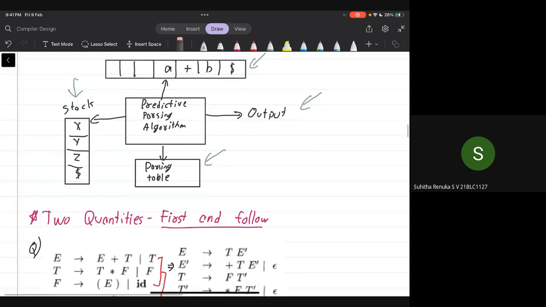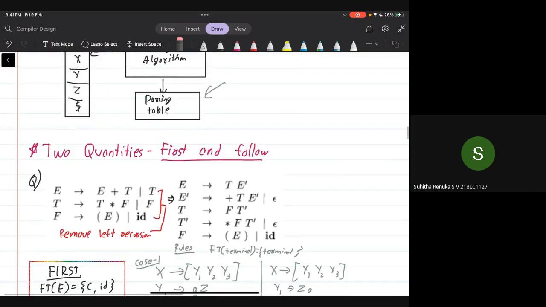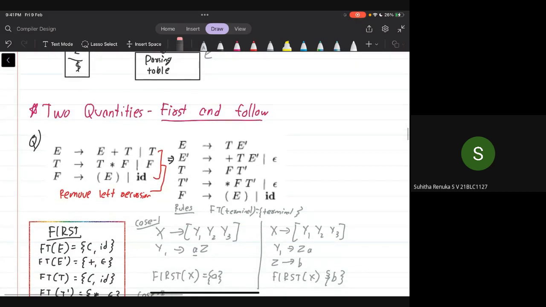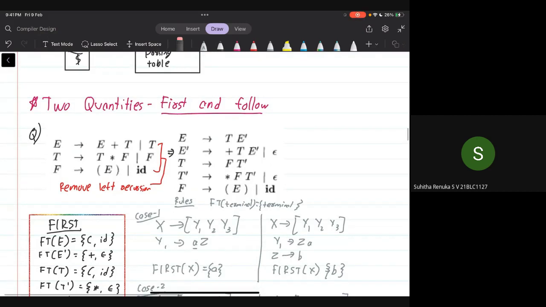And to do the predictive parsing, first thing you need to do is find first and follow for a given grammar. So here, this grammar is given. For top down parsing, you have to first remove left recursion and ambiguity if there is any. For a top down parsing, you have to remove left recursion.